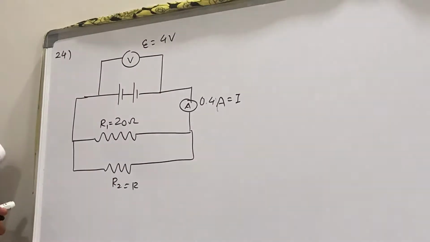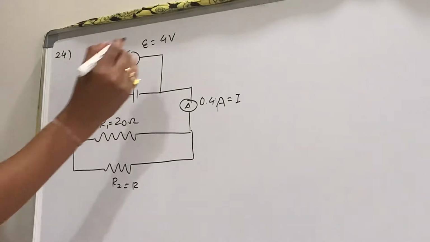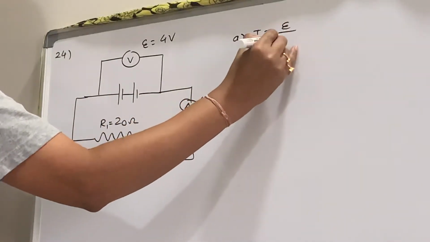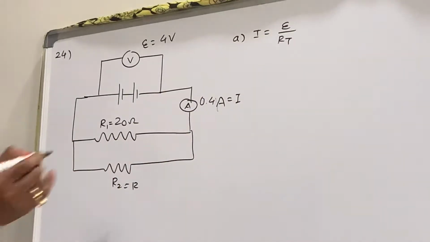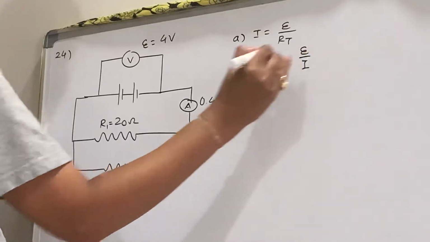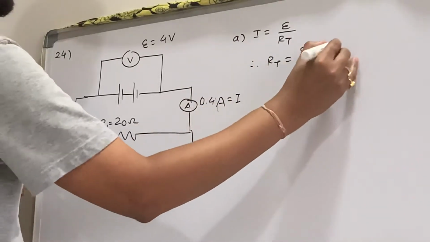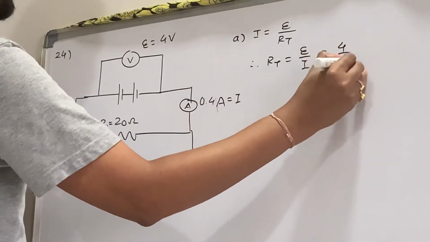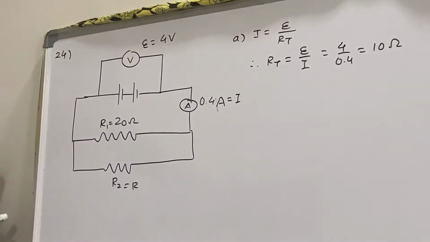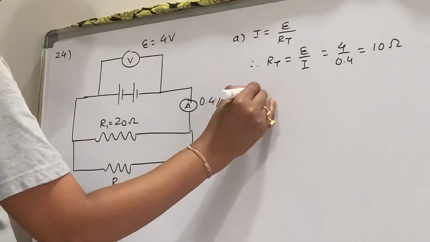First of all, what they want: find the total resistance. So I can write, total resistance: I is equal to EMF upon total resistance. So the total resistance RT is equal to EMF upon I. EMF is 4, current is 0.4, that is equal to 10 ohm, the total resistance. Next part, we want the value of R.